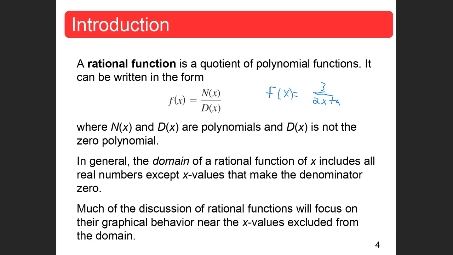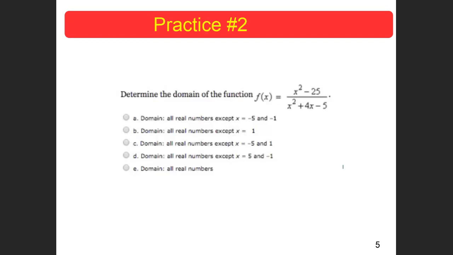In general, the domain of a rational function of x includes all real numbers except x values that make the denominator equal to 0. Much of the discussion of rational functions will focus on the graphical behavior near the x values excluded from the domain. Now, I will tell you that that is not a real good definition, because if you take a look at this problem right here, it says determine the domain of the function. So the first place I would start is all real numbers except, right? Because remember, it's all real numbers except what makes the denominator equal to 0.